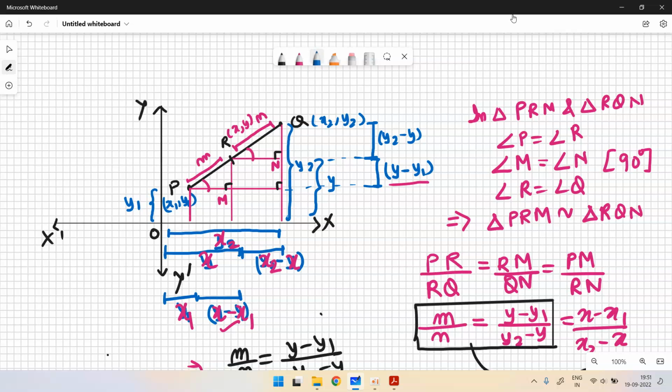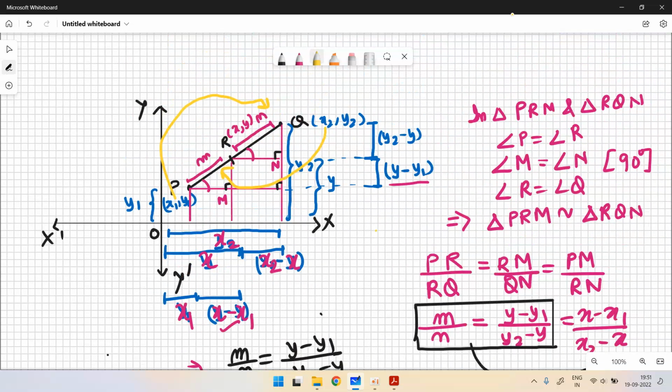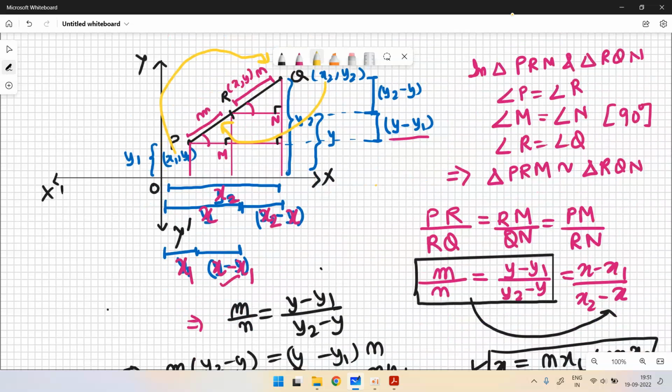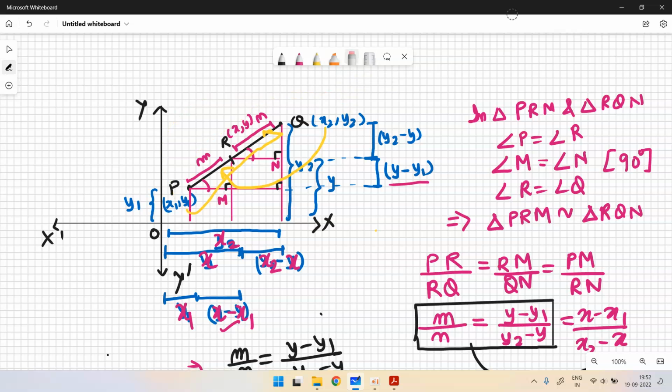So x1 into n plus x2 into m by m plus n. This is nx1 plus mx2 by m plus n, and the same thing with y. Here y1 is also far away from n, so y1 is multiplied with n, and y2 is multiplied with m. This way it becomes easy to remember this formula.